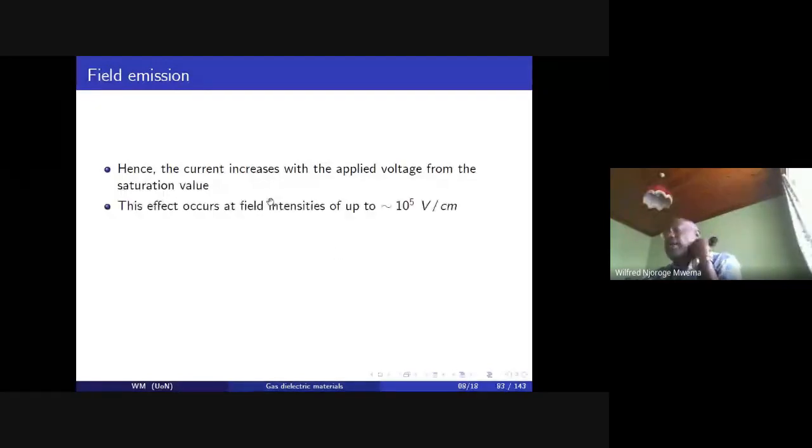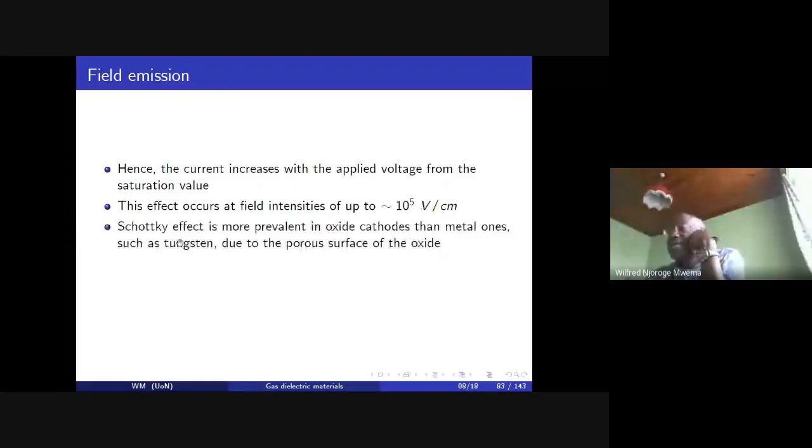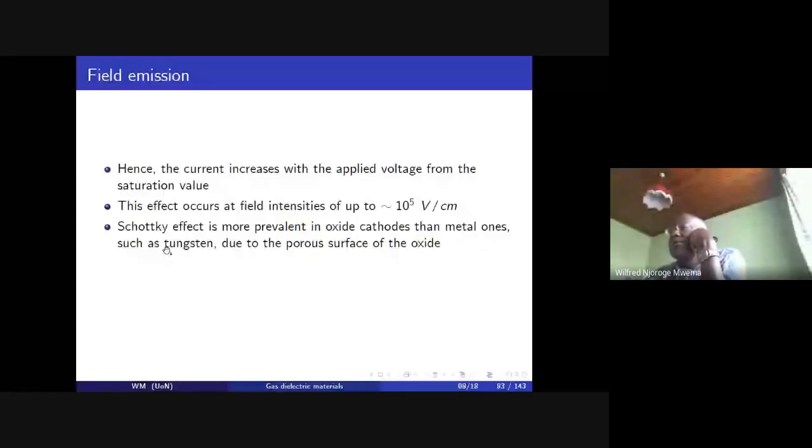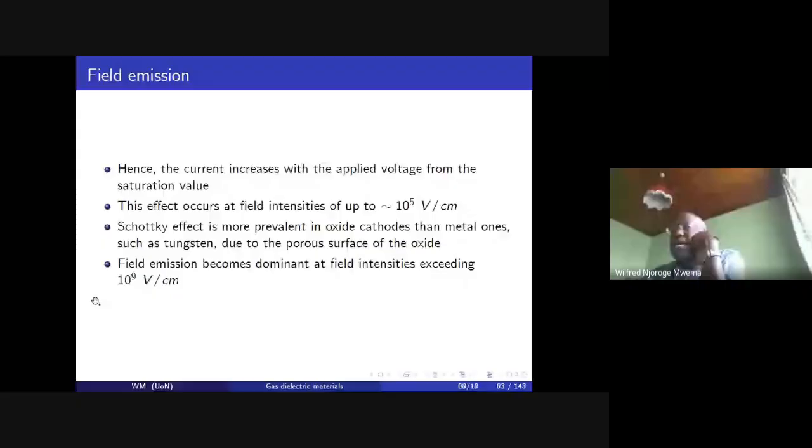And this effect will occur at field intensity well up to about 100 kilovolts per centimeter. And the Schottky effect is more prevalent in oxide cathodes, such as thoriated ones with thorium oxide, than in metal ones, such as tungsten, because the surface of the oxide is usually more porous than the metal surface. So field emissions will be dominant at field intensity per centimeter.